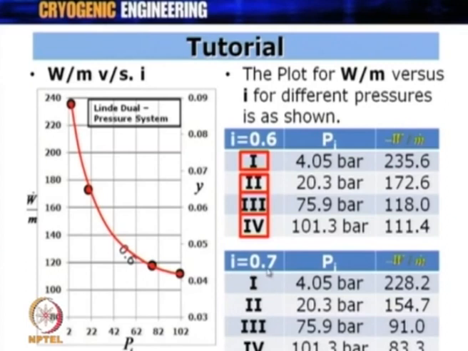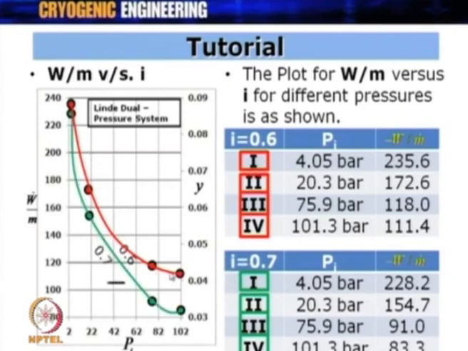As you go to I equal to 0.7, again you can see similar trends, but here W by m dot is still less. That means, if you increase the intermediate ratio from 0.6 to 0.7, the W by m dot further decreases. But again you can see that the slope here is very high initially and it flattens down as you go to higher intermediate pressures.